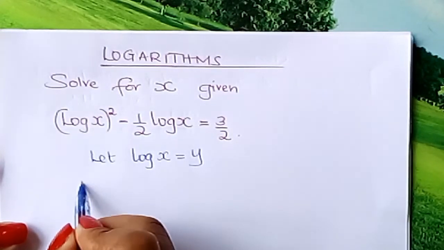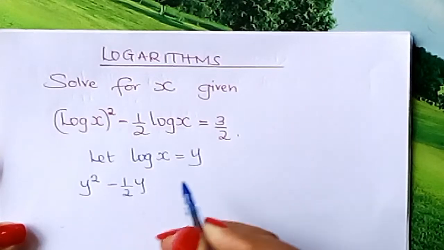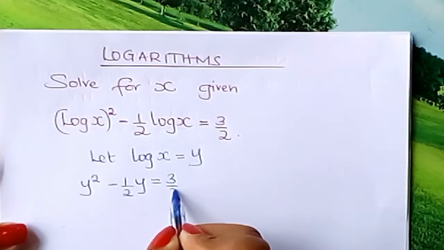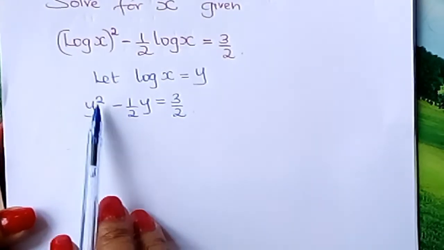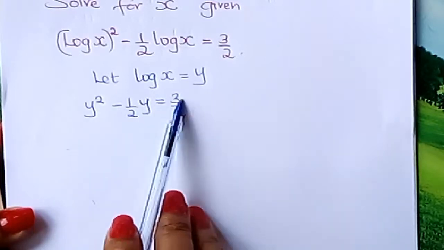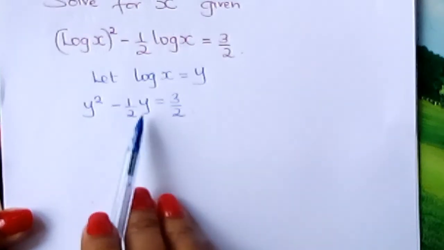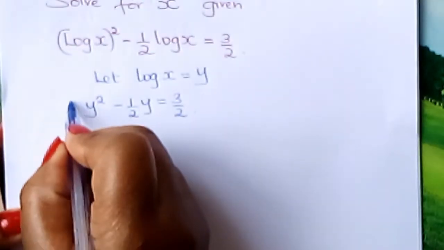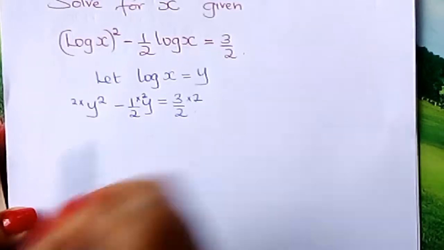And so you come and write y squared minus a half y is equal to 3 over 2. From there, learner, this is quadratic. Y squared, here you have y and you have a constant on that other side. This is a quadratic equation. So remove these denominators by multiplying everywhere with the LCM. Multiply here by 2, multiply here by 2, multiply here by 2, learner.